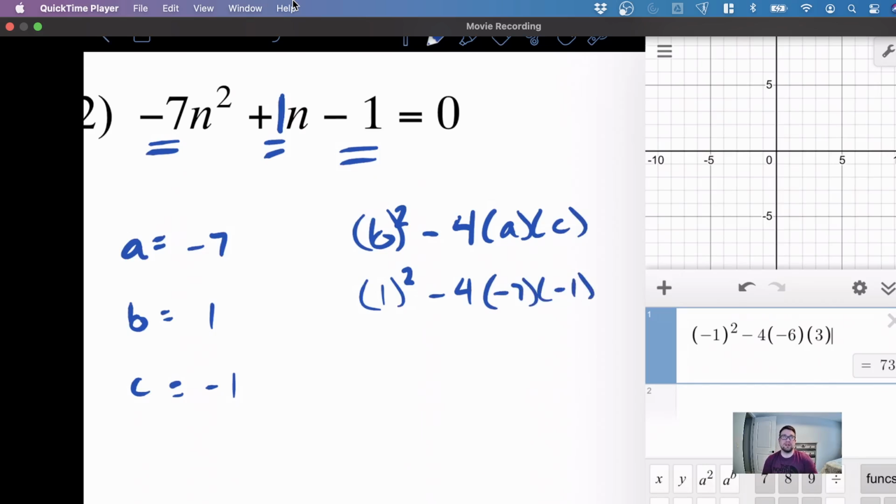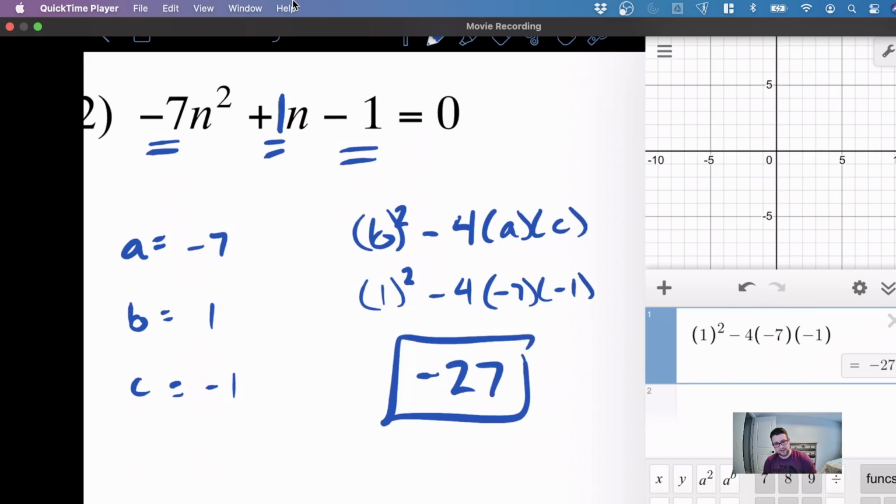Now, you really can't screw this up if you just copy your numbers into the right spot and you type it into your calculator correctly. So now I'm going to type it in. I'm going to have my parenthesis 1 squared minus 4 parenthesis negative 7 parenthesis negative 1. And when you hit enter, you get negative 27 there. So negative 27 is what we know as our discriminant.